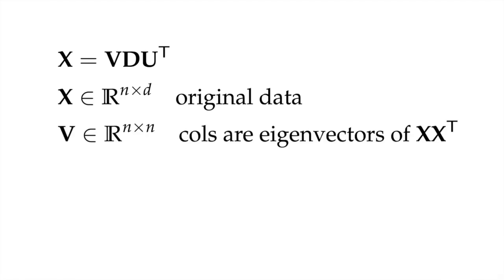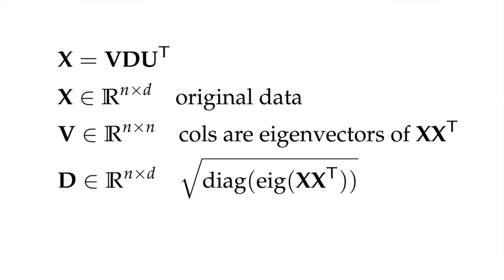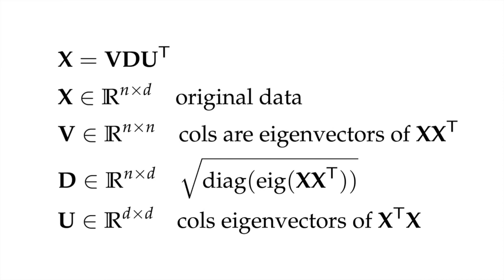The V is a matrix whose columns are the eigenvectors of the matrix product X times X transpose. This is an n by n matrix. The D is a diagonal matrix whose elements on the main diagonal are the square roots of the eigenvalues of this same product matrix. And finally, the matrix U is a matrix whose columns are the eigenvectors of X transpose X. So this is basically just the same as the U that we were dealing with before.